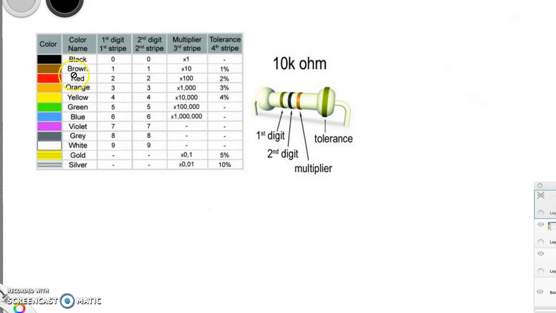So here's a table. It's got all these different colors on it. It says the first stripe, second stripe, third stripe. It kind of tells us how to read them. And then here's a resistor, an example of one. So let me show you how to read one now.